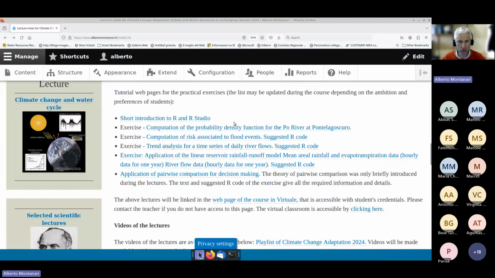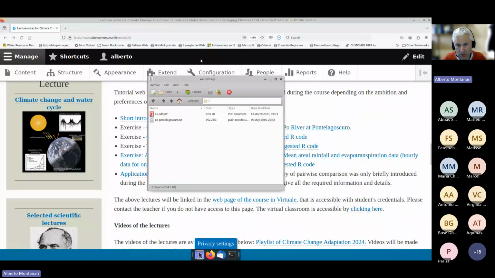Okay, that's fine. So let's open this exercise. And once again, if you click there, you download a zip file. Let me open it. In the zip, you have a text file. Let's open the text file and show it.